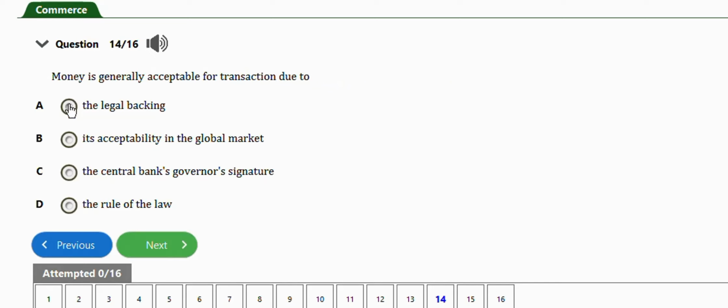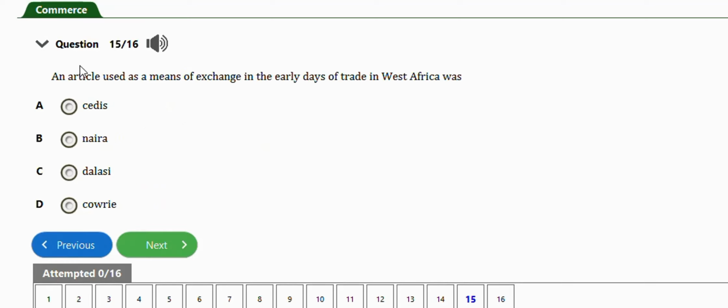Next question. Money is generally acceptable for transaction due to the legal backing. That's the answer, option A. Okay, next question. The article used as a means of exchange in the early days of trade in West Africa was we have cedis, naira, dollar, cowrie. Right answer is option D, cowrie.